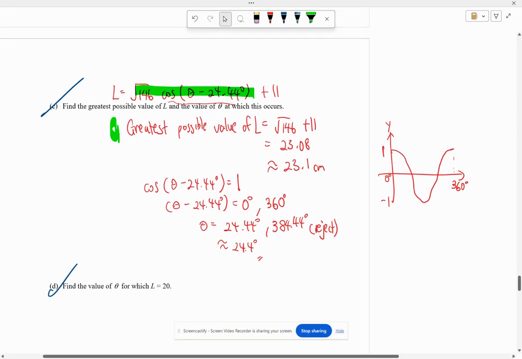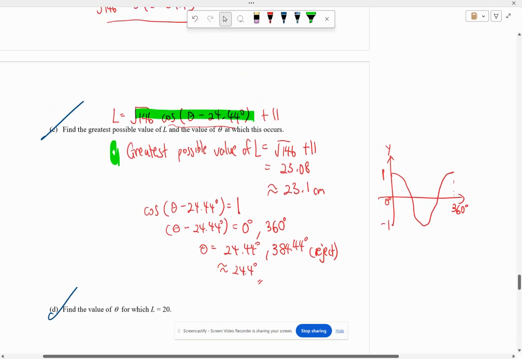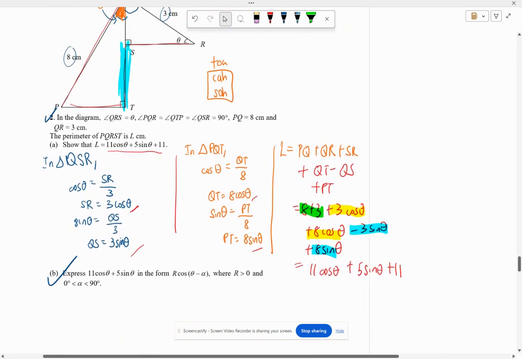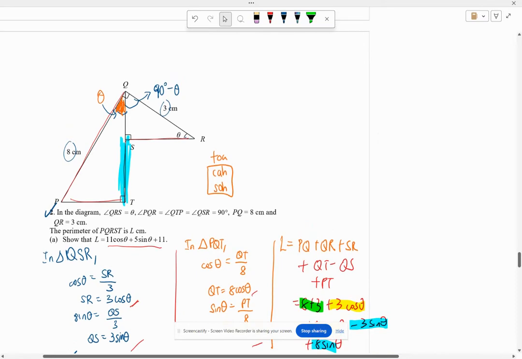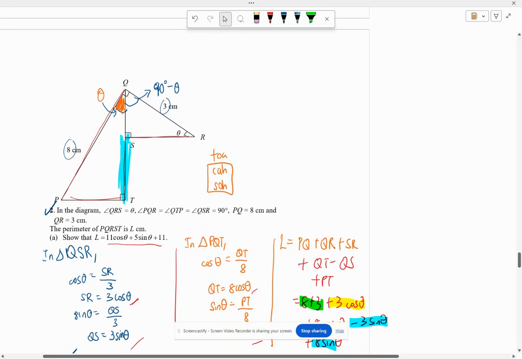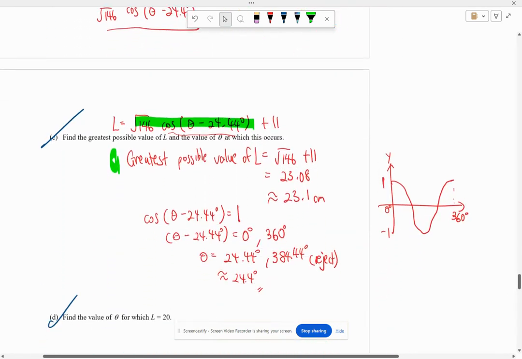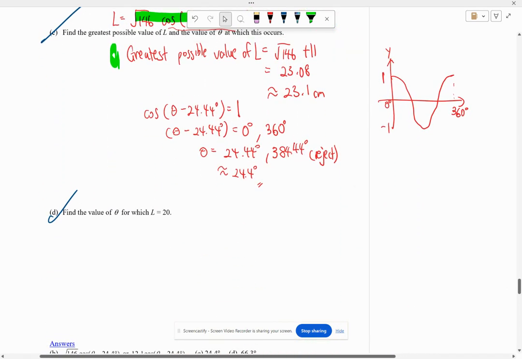Why only give one answer? Look at the diagram. Theta is what angle? Acute angle, right? An acute angle is between 0 to 90 degree, and then we can only have one answer.